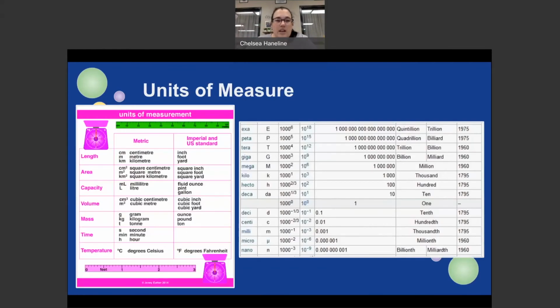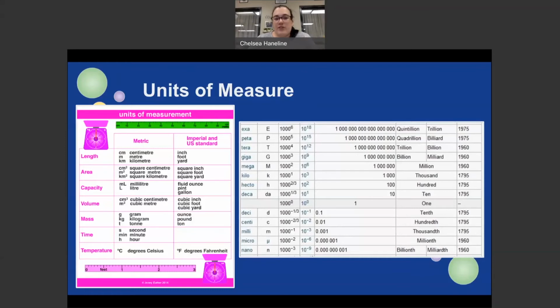The last thing I want to cover is just units of measure. So we have lots of different units. So there's the metric system, and then there's the imperial or US standard system. So most of the world uses the metric system, and it's all based in units of 10. So basically just moving your decimal point one place to the right or left every time you move up a unit of measure. Sometimes you move it more or less depending on what the unit is.